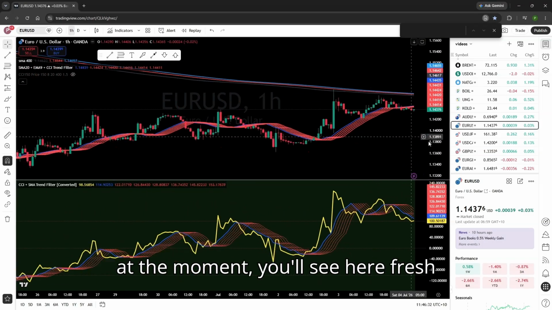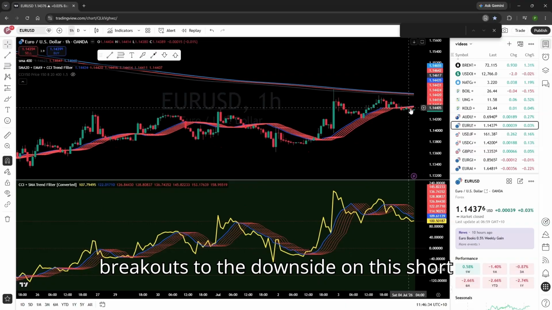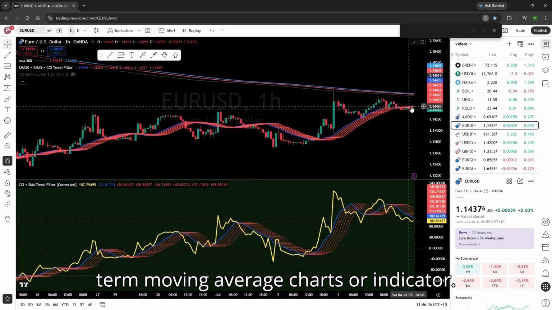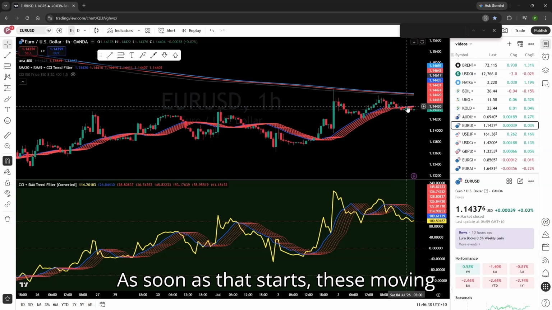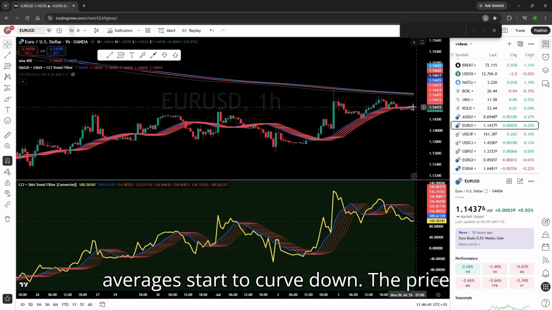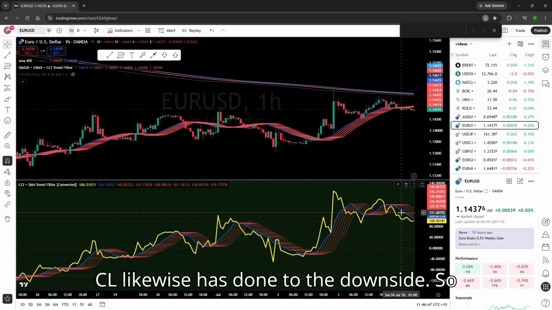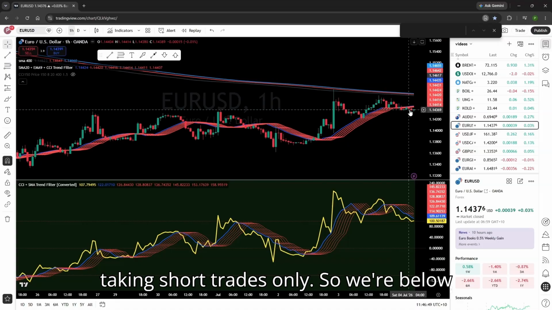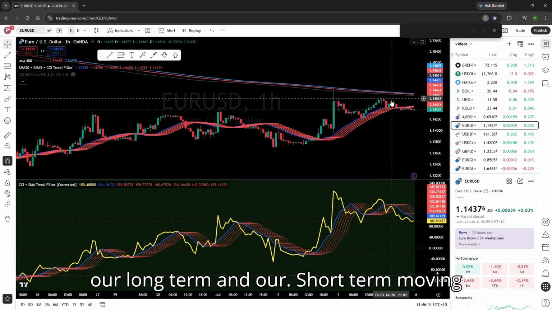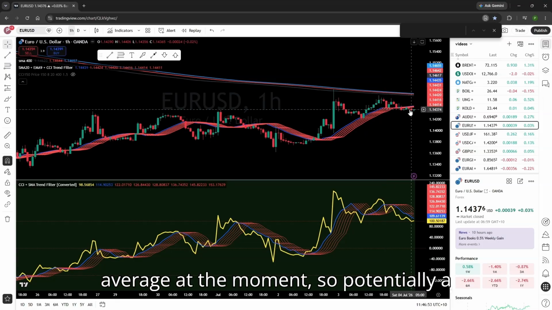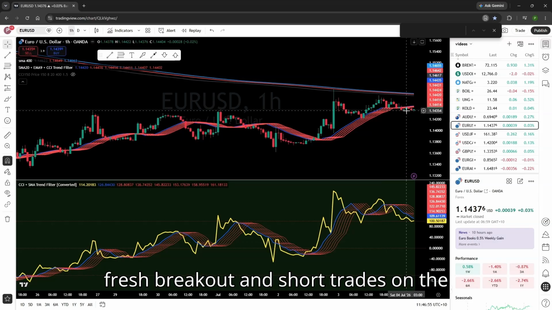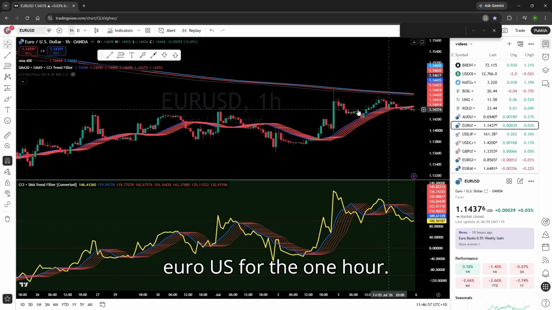Now at the moment, you'll see here a fresh breakout to the downside on this short-term moving average indicator. As these moving averages start to curve down, the price has already broken to the downside. The CCI likewise is down to the downside, so taking short trades only. So we're below our long-term and our short-term moving averages at the moment, so potentially a fresh breakout and short trades on the Euro US for the 1 hour.